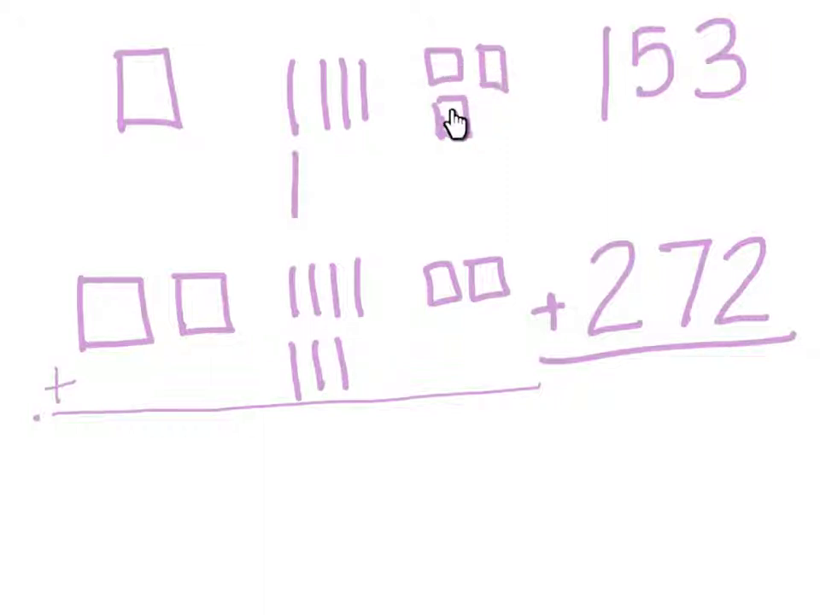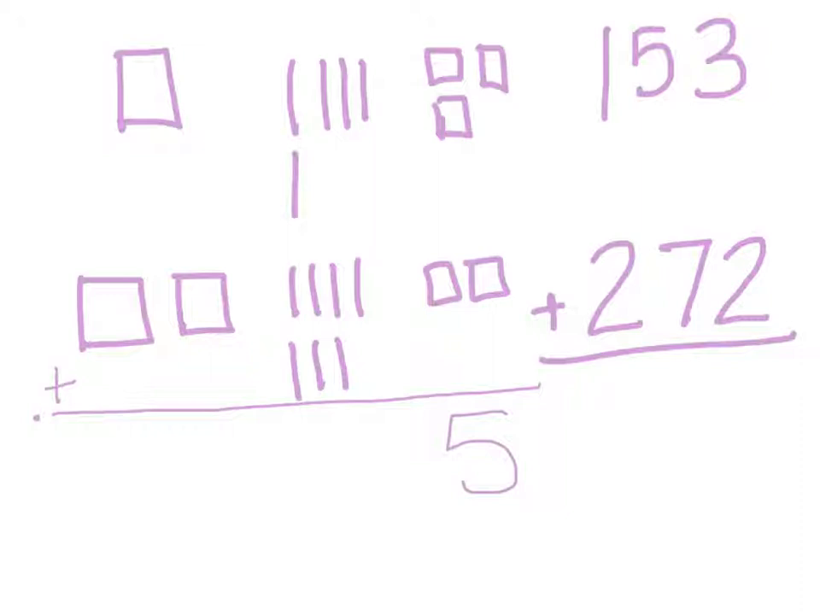Let's start in our ones place and count how many ones we have. 1, 2, 3, 4, 5. I only have 5 ones. I don't need to regroup. So I'm going to write my number 5 in my answer in my ones column. Let's look at my tens column. Let's count them up. 1, 2, 3, 4, 5, 6, 7, 8, 9, 10, 11, 12. There are 12 tens rods.